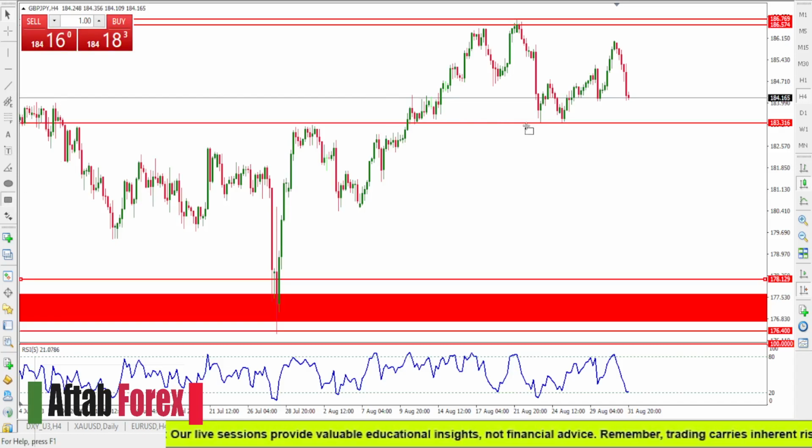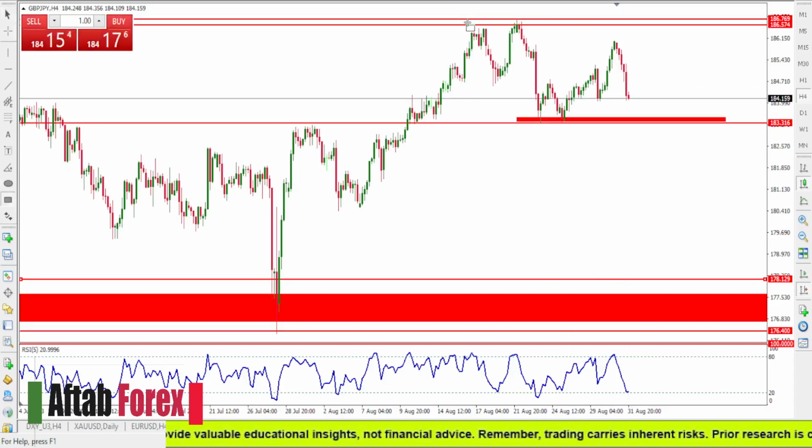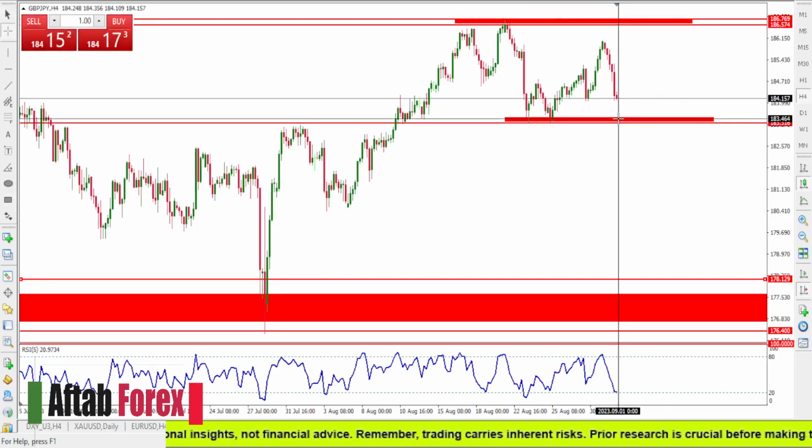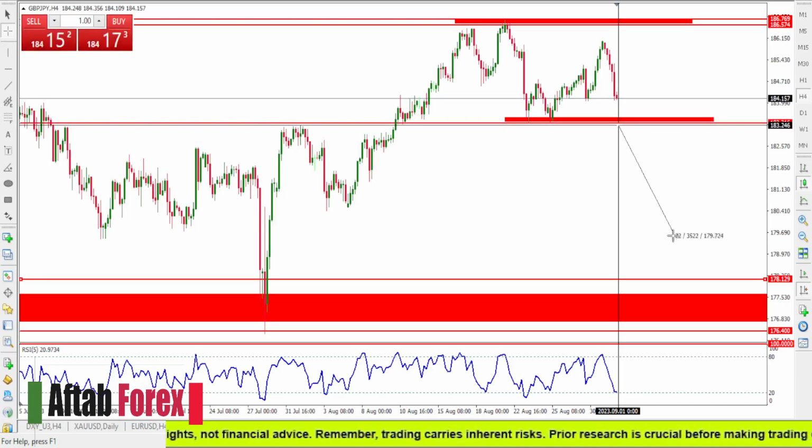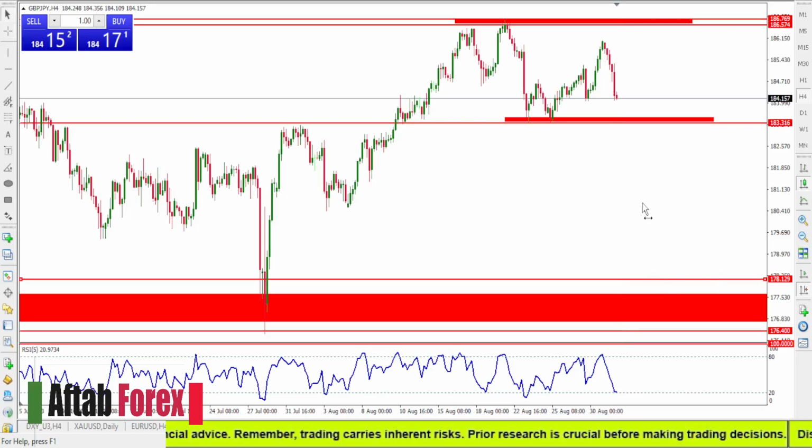So first of all, this is going to be a support no doubt, and till tomorrow, unless price breaks this level to the top side, I'm not sure if it is going to break it or not, but if it breaks it to the bottom side, there will be a very nice opportunity of around 600-700 pips.